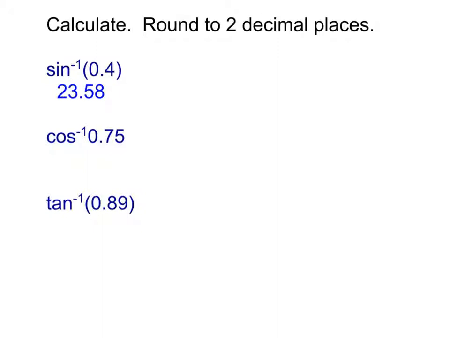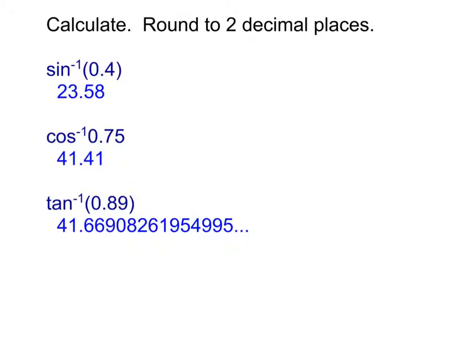All right, next up, we're doing cosine of 0.75, or inverse cosine rather of 0.75. You notice our big long decimal here? We're rounding to the second decimal place. Since this is a 9, yes, we do round it up. So it's going to be 41.41. And then for the last one, we're doing inverse tangent of 0.89. That gives us 41.669. And again, I look at that next decimal to see, does it stay a 6 or does it become a 7? Yes, it does become a 7. And so it's 41.67 for our final answer there.